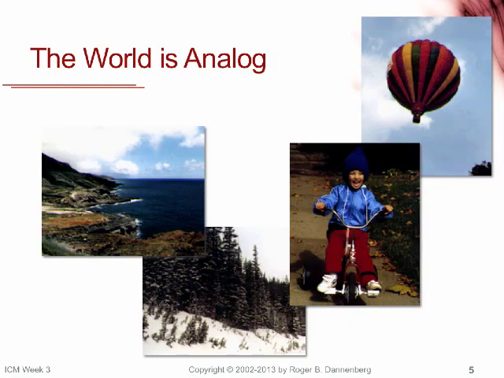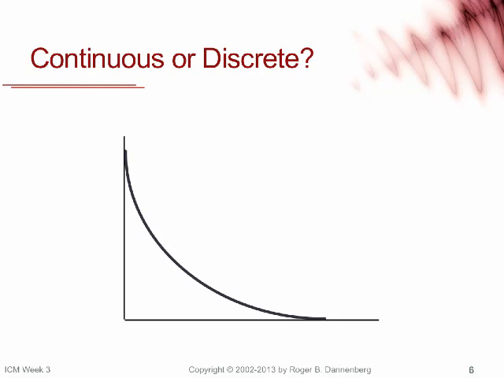Okay, we live in an analog world. We can talk about the tides coming in and going out, the height of snowfall, the velocity of a kid on a tricycle, the altitude of a balloon or wind speed. All of these are continuous analog quantities. So let's look at this curve. Is this continuous or discrete?